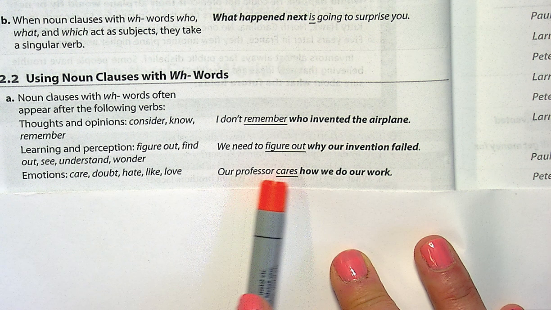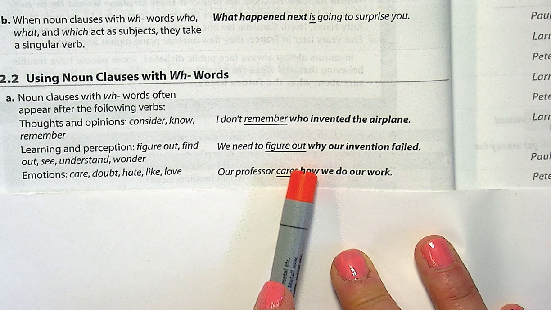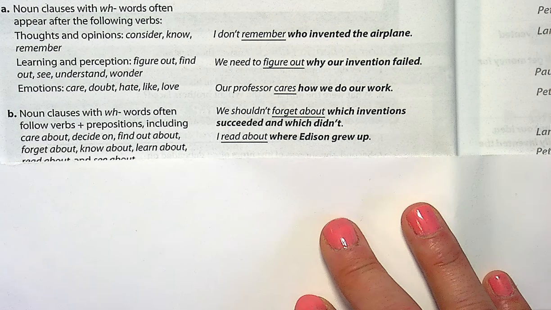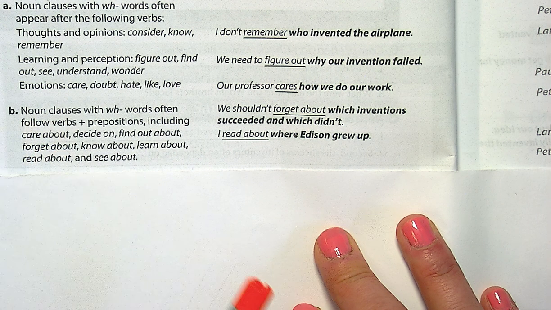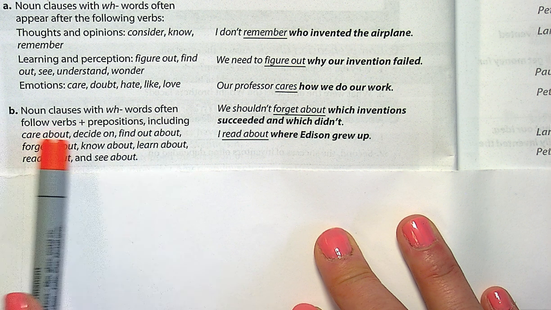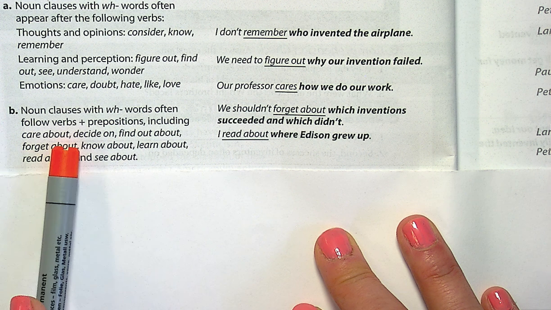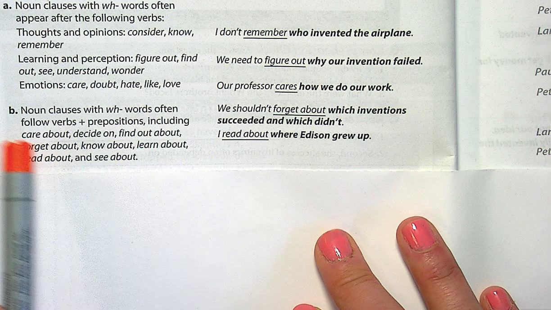Our professor cares how we do our homework. Not that we do our homework, but how we do our homework. In this case, the focus is on how. It's about the process. Noun clauses with WH words often follow verbs plus prepositions, including care about, decide on, find out about, and forget about, know about, learn about, read about, see about, and etc.